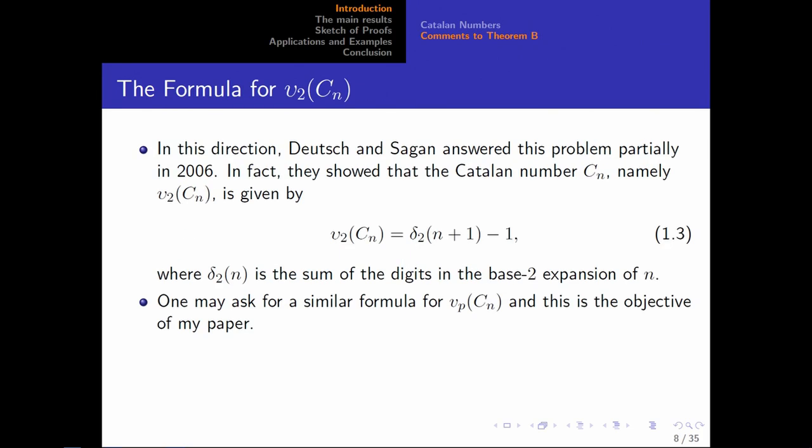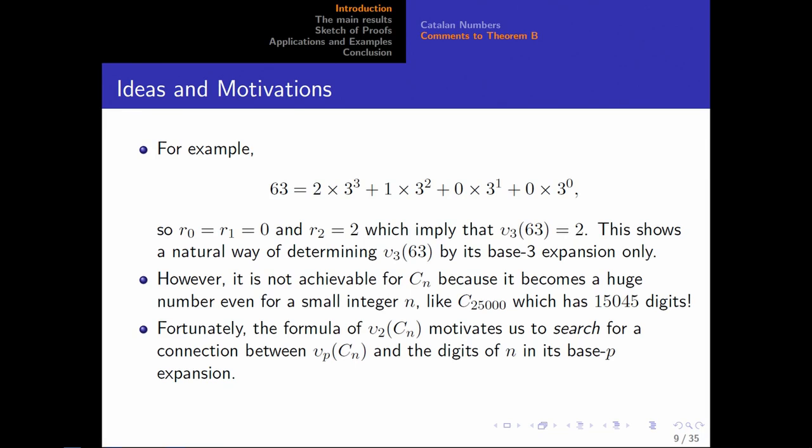Owing to it, in 2006, Deutsch and Sagan answered this question partially, and they showed a natural way to find V2Cn by using this formula. So you may ask what a natural way is. In this example, we expand 63 in base 3 expansion, and we notice that R0 equals R1 equals 0, but R2 is not.